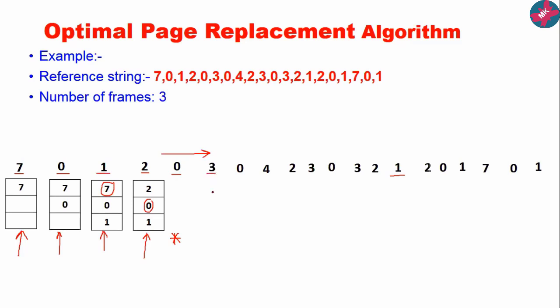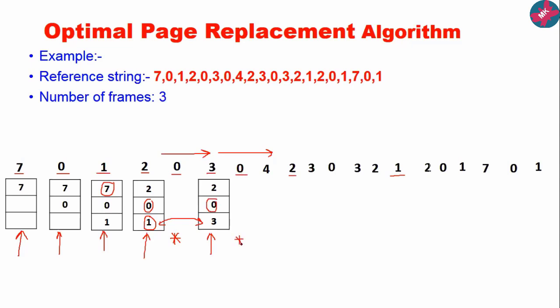Now again I will use the same logic. I will look forward. So I am going to require 0 in the future, and then after 0 I am going to require the 2. So I will not replace this 0 and 2, but I will replace the 1. So here observe 1 is replaced by 3. Next consider 0. So 0 is present in main memory. So this is page hit.